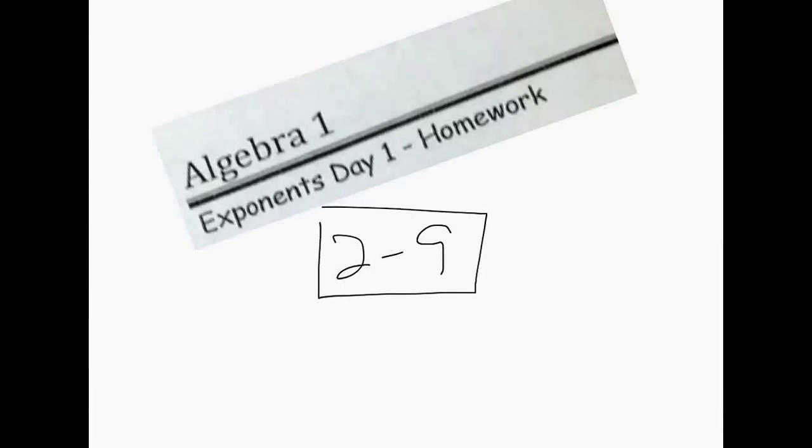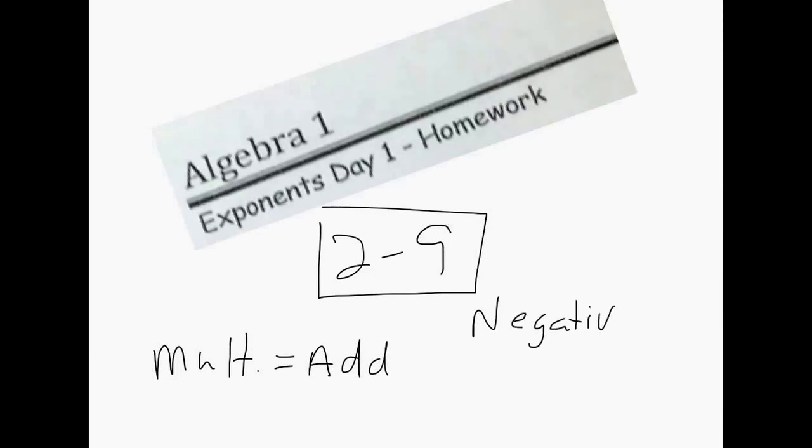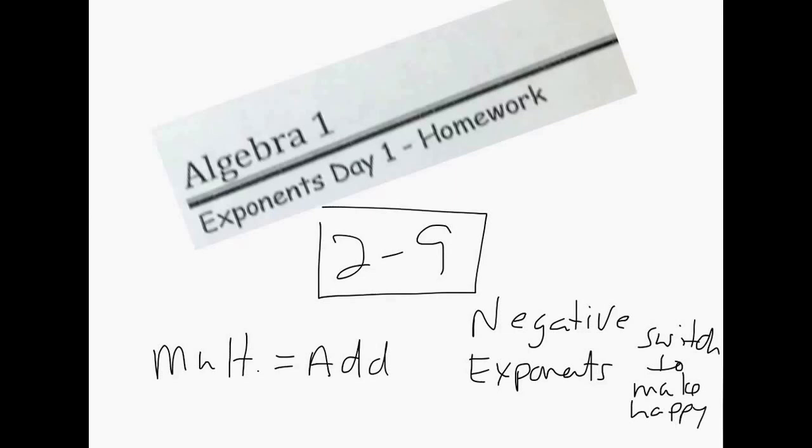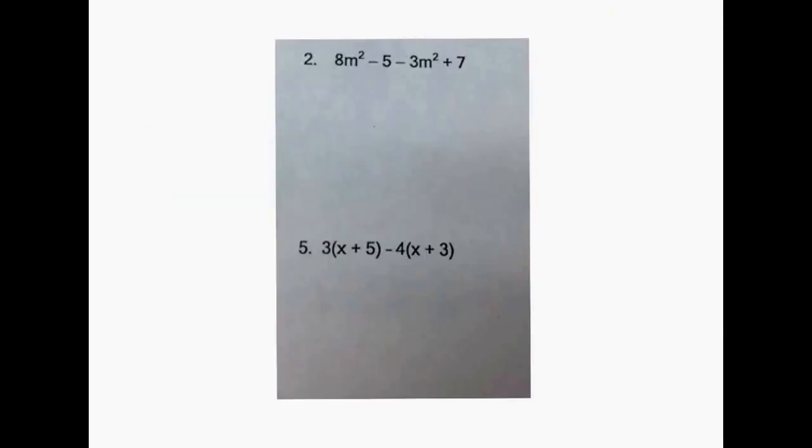Remember, in class today we learned that multiplication actually means add, and that with negative exponents you switch them to make them happy. So if it's negative, you switch it to the other side to make it positive. Alright, let's take a look at the problems.